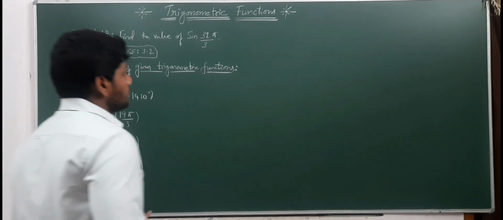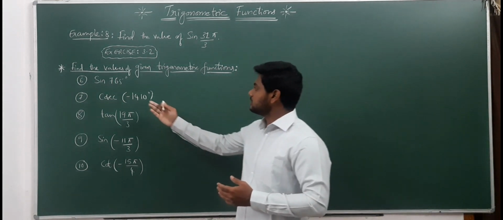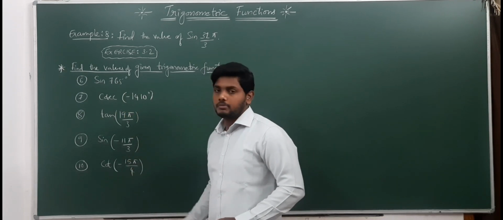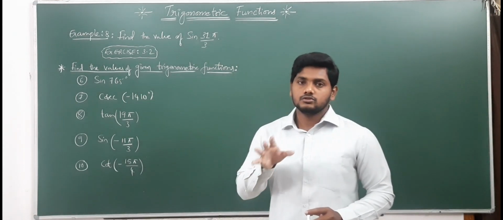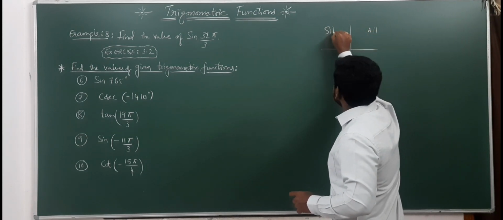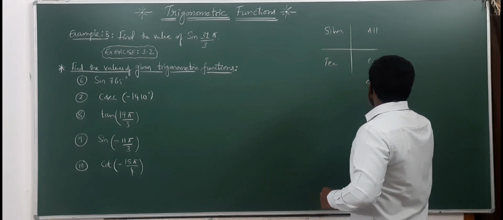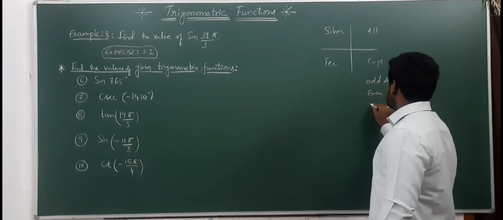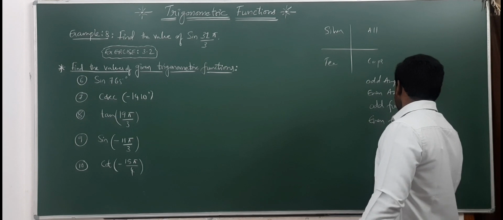Students, now we will discuss problems based on transformation of angles, like finding big angle values such as 765, 1410, 19 pi by 3, 11 pi by 3, 15 pi by 4. Actually we need not remember all those angle values. If we remember this transformation, like all silver teacups, and which are odd angles, which are even angles, and which are odd functions and which are even functions, right?